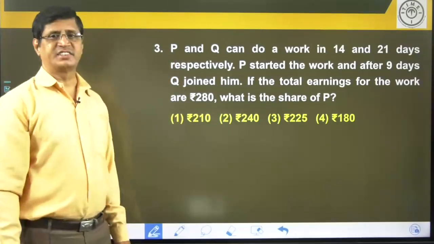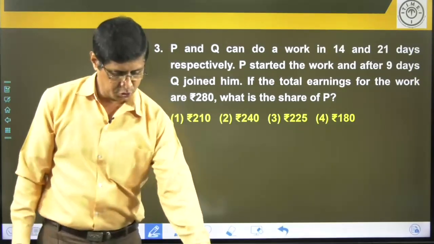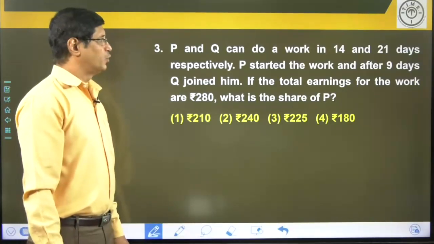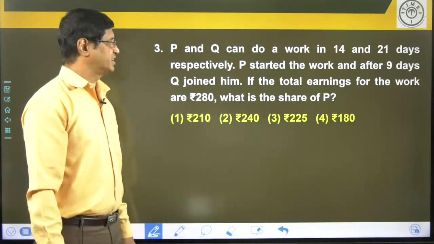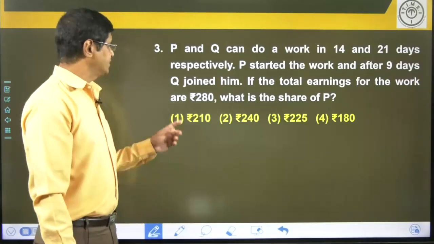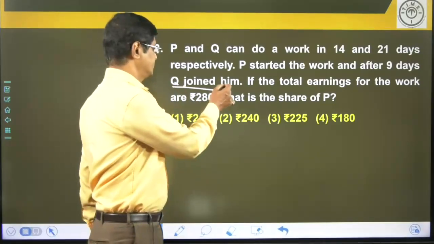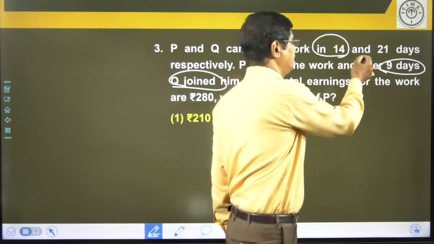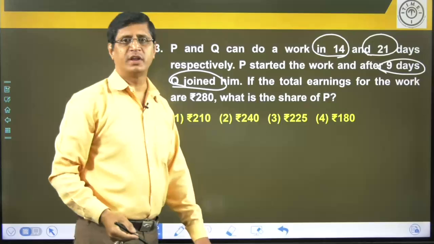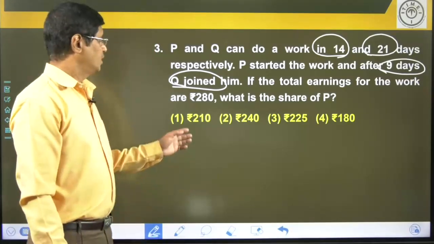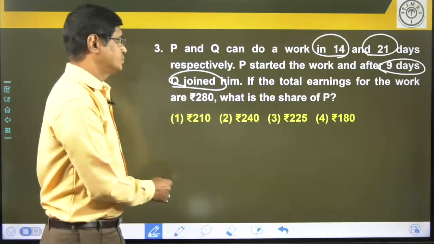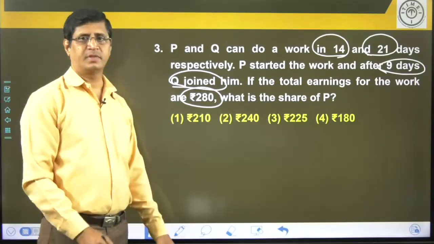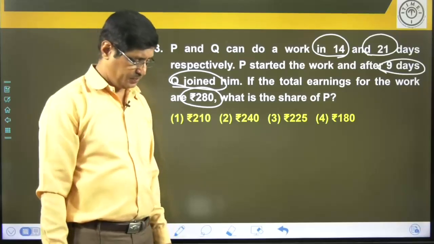Now, look at the next example on your screen. Question number 3. P and Q can do a work in 14 and 21 days respectively. P started the work and after 9 days, Q joined him. Individually, they can complete the work in 14 and 21 days respectively. If the total earnings for the entire work are rupees 280, what is the share of P?